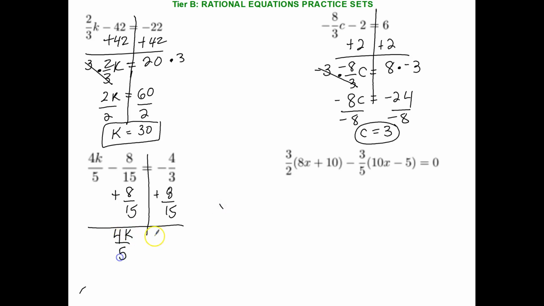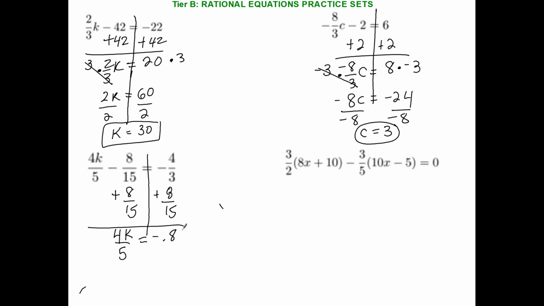Okay, so I end up with 4k over 5, or 4/5 k, is equal to a negative 0.8. All right, so here's my choice: I could turn this into a decimal and then deal with this, or I could not. I'm gonna do both. So I'm gonna have 4/5 k is equal to a negative 0.8.